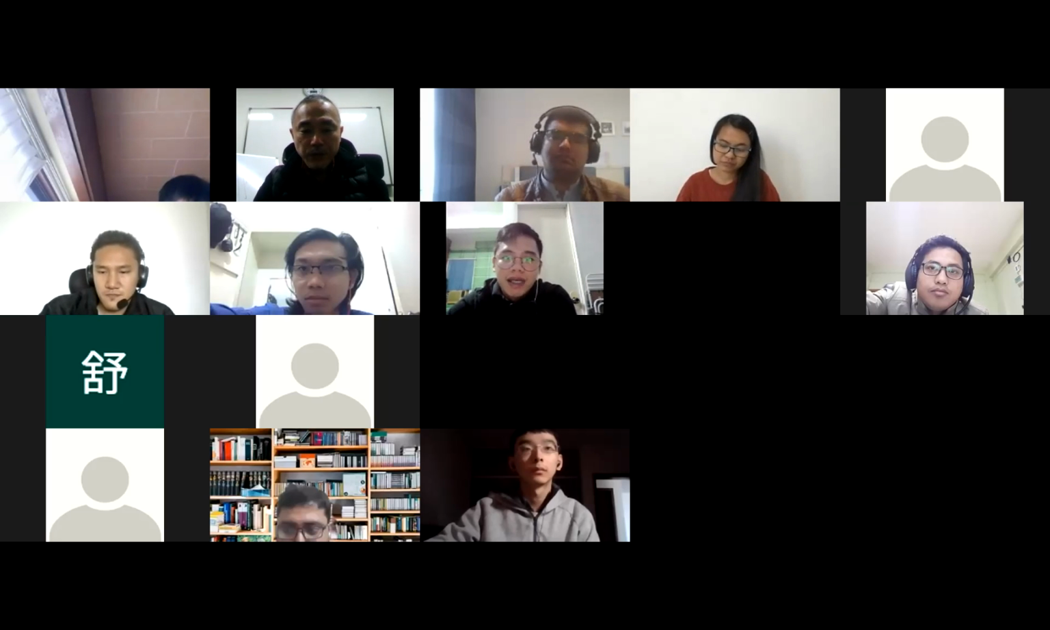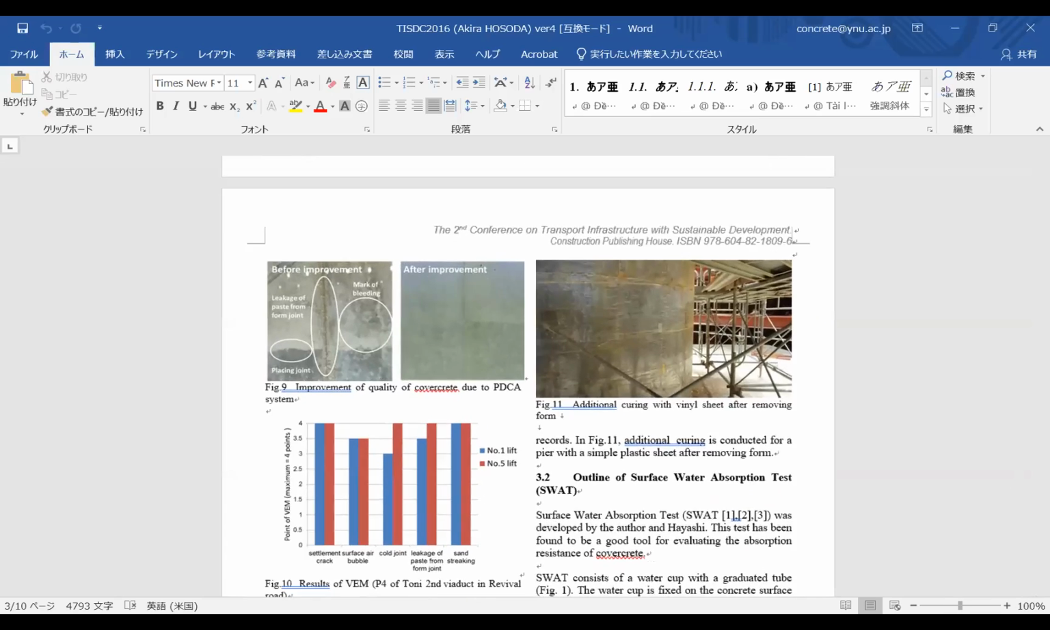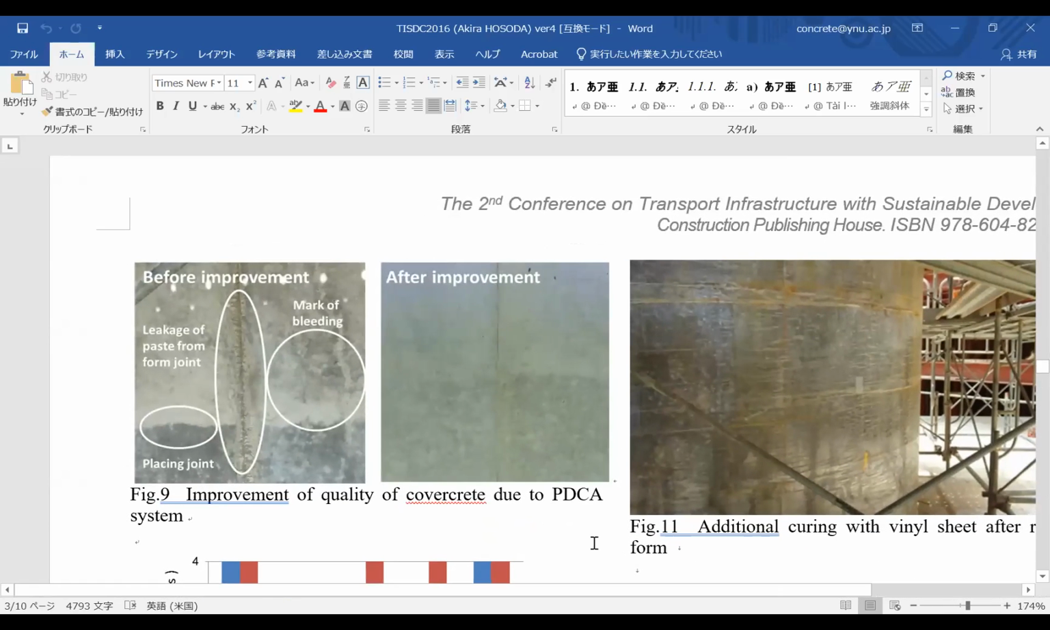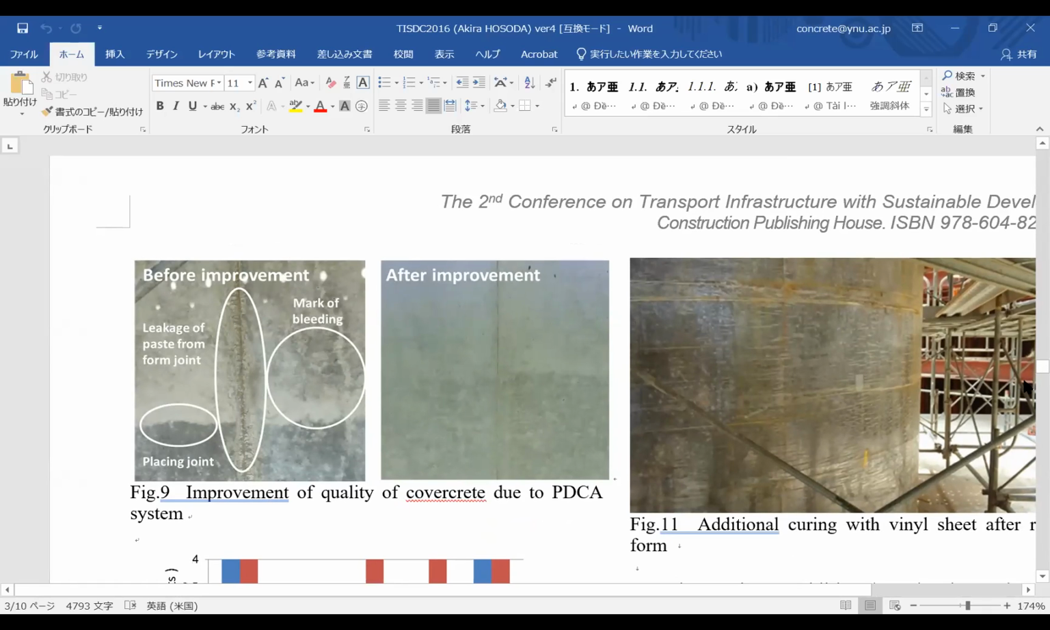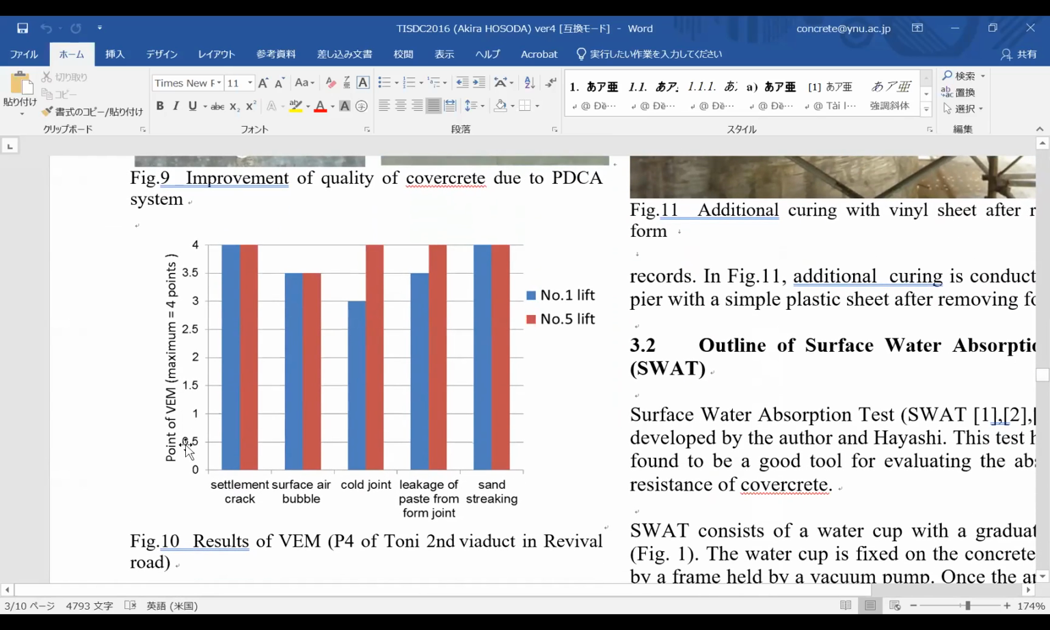So I'll show you one example, okay? Can you see this one? If you're interested, you can refer to this paper later. So this is before improvement and after improvement, the improvement of the quality of cover concrete due to the PDCA system, okay? So this is a visual comparison, but according to that visual evaluation method, we can evaluate quantitatively.